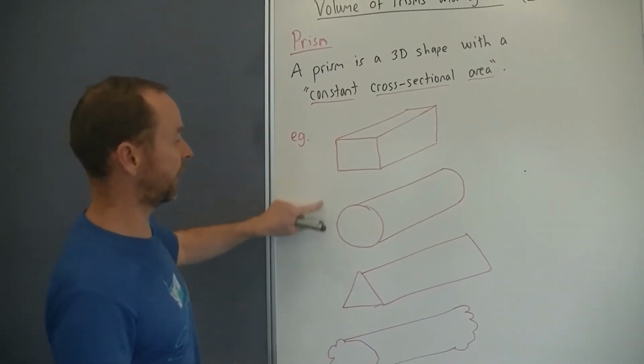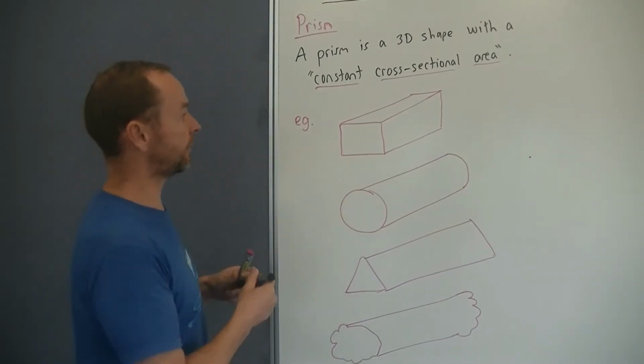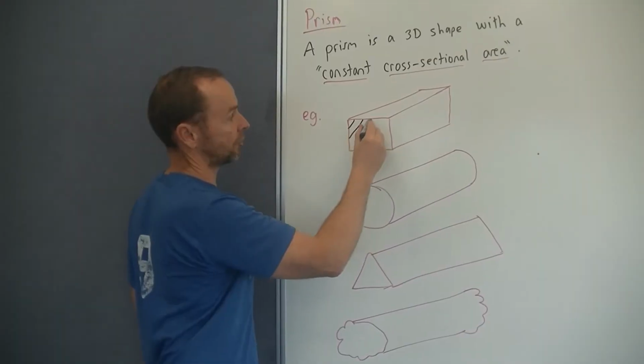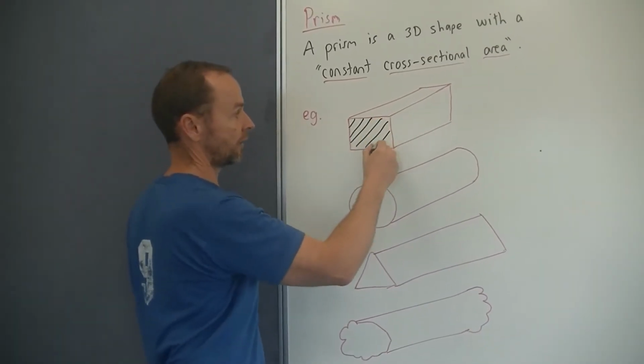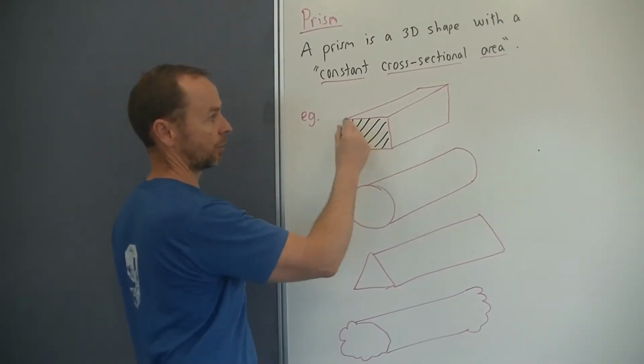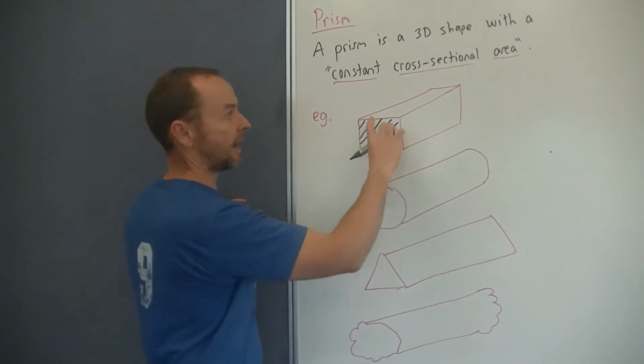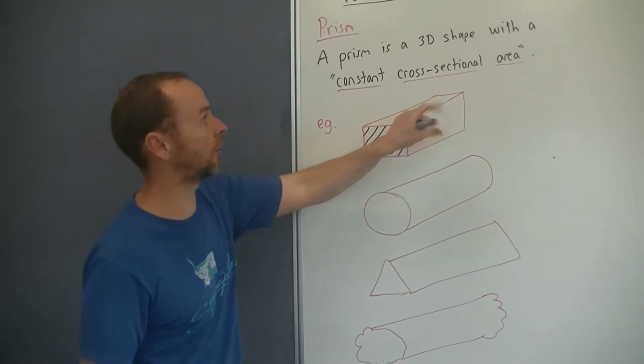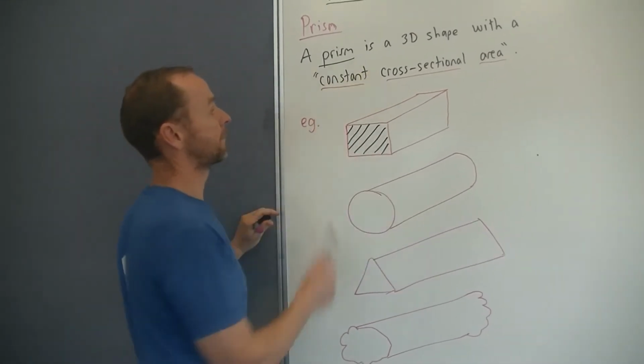So if you look at all these 3D shapes, everyone, you notice this is a rectangular prism, and this is called a cross-sectional area. The cross-section of it, see how that's a rectangle or a square, the bit that I've shaded in, and it's the same the whole way along the shape. Because it's the same the whole way along, it is called a prism.